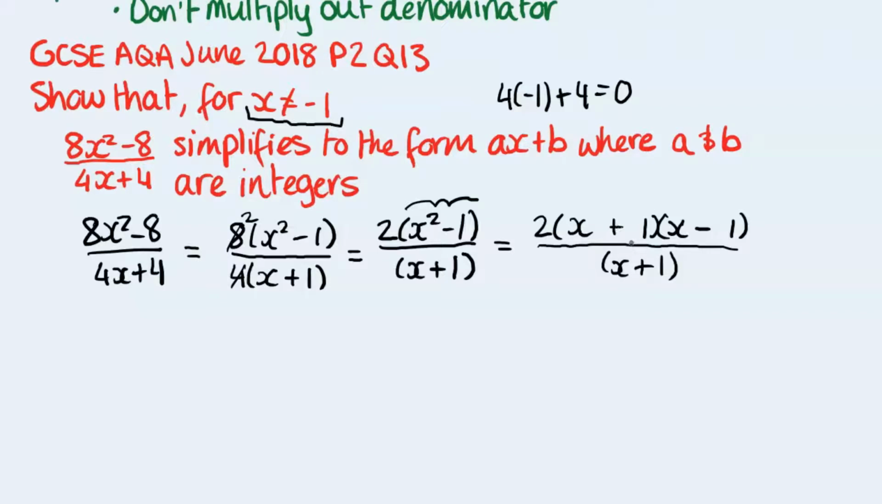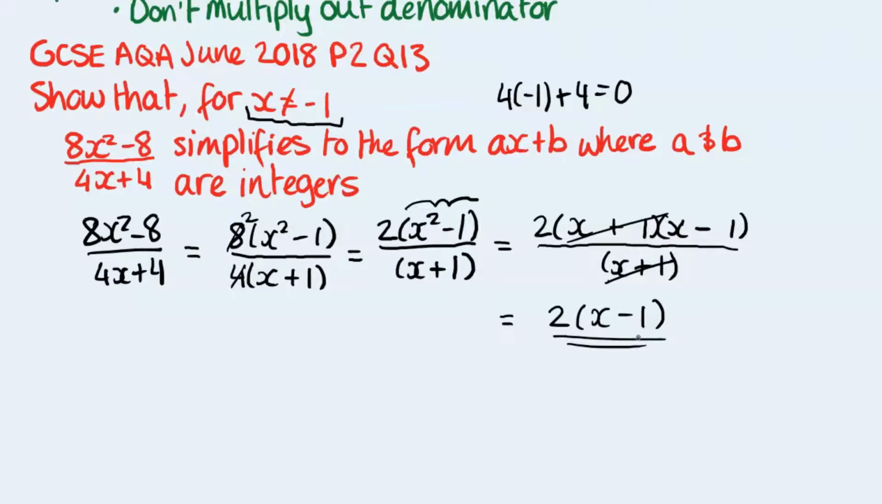The reason I did that is because now I can actually simplify, because we have the bracket x plus 1 on the numerator and the bracket x plus 1 on the denominator. So all we can do is cancel them out, because they appear on both the top and bottom. So what do we have left over? We have 2 and then just x minus 1. And that's the final answer.